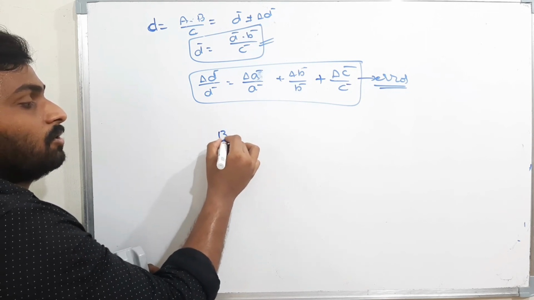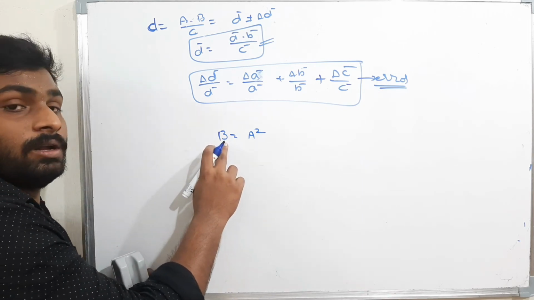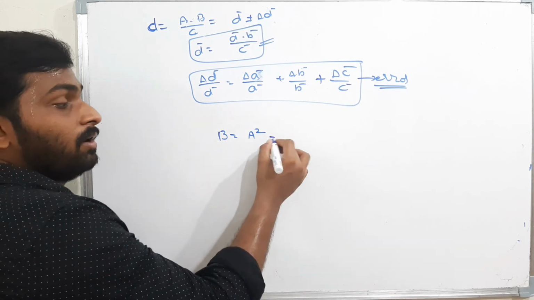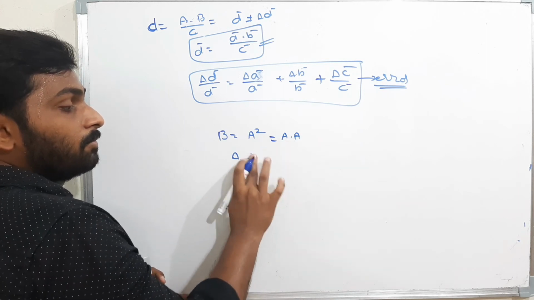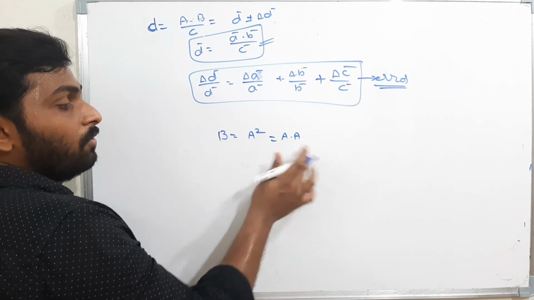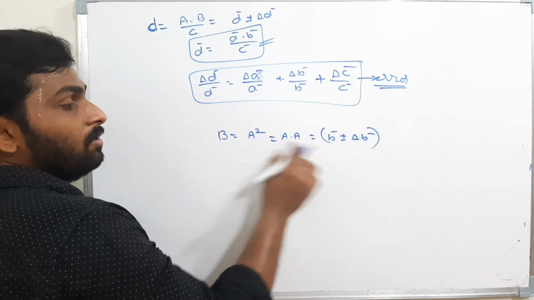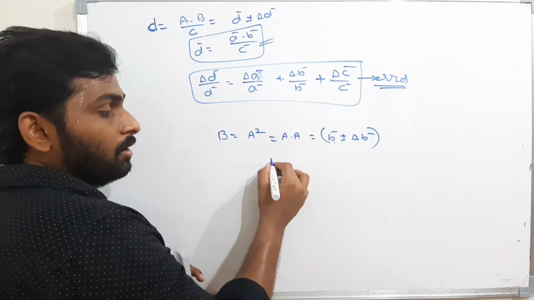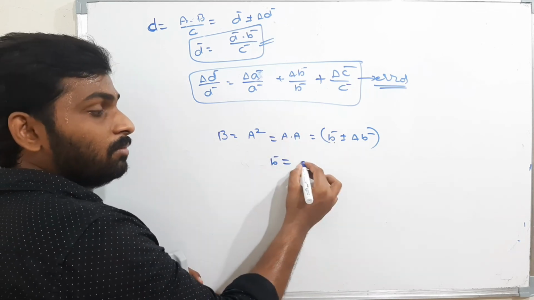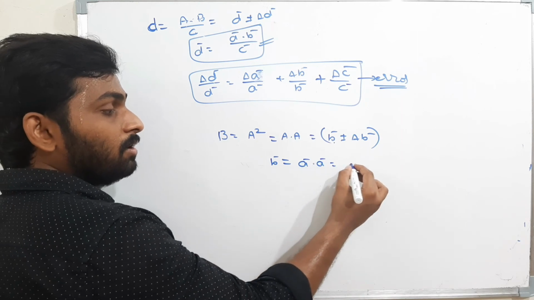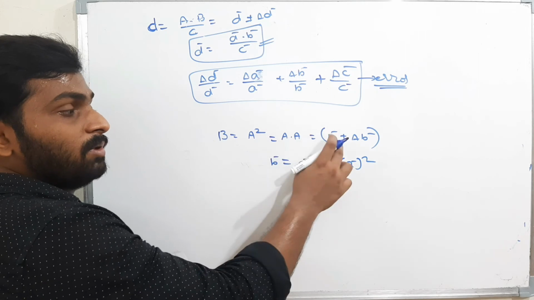B is equal to A square. Now they told to find the error in the B. Now how can I find A square? I can write as A into A. Therefore delta B by, now they told to find B bar, which is in the form of B bar plus or minus delta B bar. Therefore what is B bar? B bar will take the same operation which is here. Therefore A into A is nothing but A bar dot A bar, which is nothing but A bar whole square.